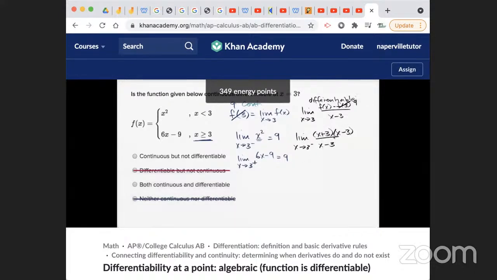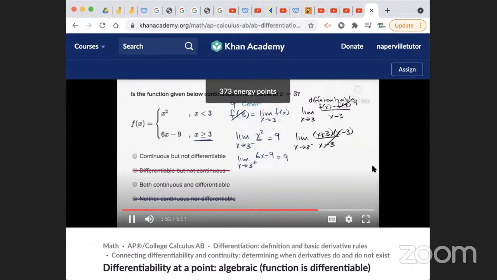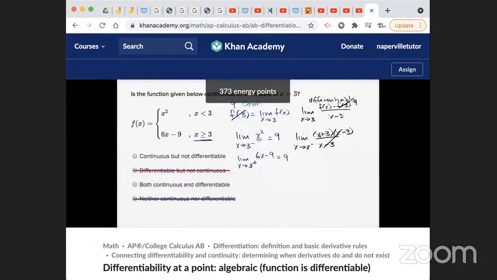So these would cancel out. We can say that this is equivalent to x plus 3, as long as x does not equal 3, and that's okay because we're approaching from the left. And as we approach from the left, x plus 3 is defined for all real numbers. It's continuous for all real numbers, so we can just substitute the 3 in there. So we would get a 6.